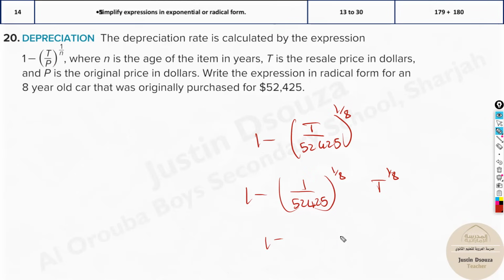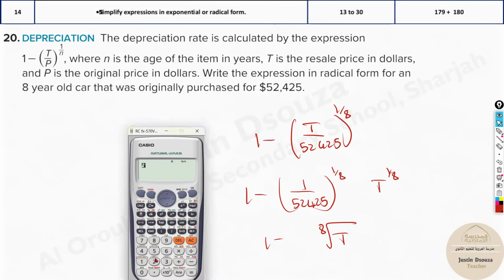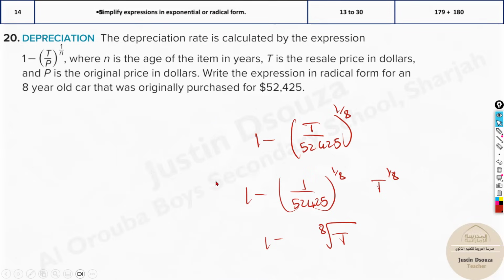You'll get one value, multiplied with t over here, it's in radicals. Now what is this value? You can put it in the calculator and check. You can write 52425 to the power 1 divided by 8. I don't think they'll write it like this. We will just write this in radical form itself. Directly you can write this, 52425, that would be the answer.